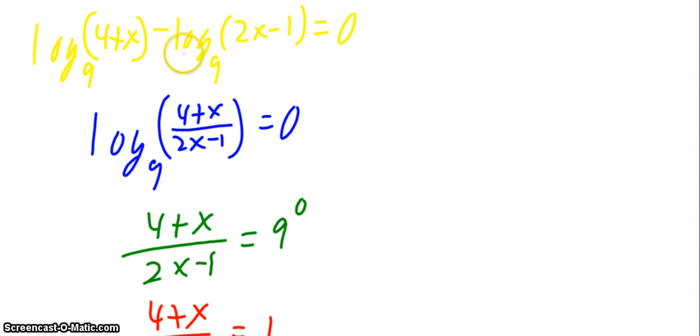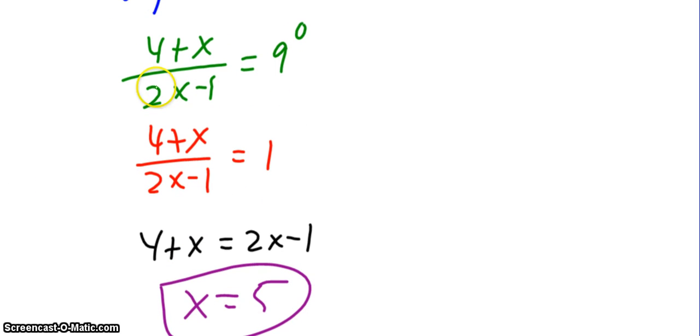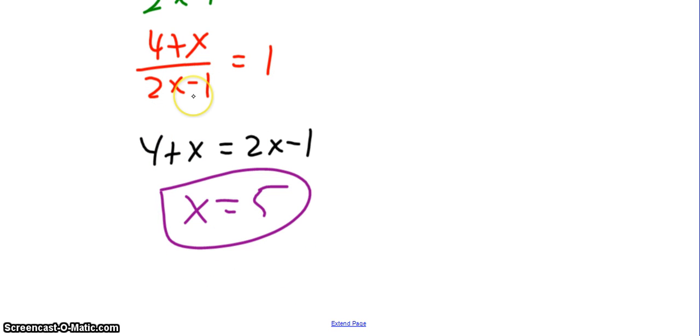So here I subtracted the log base 9 of 2x minus 1. Combine these two logs into a single log with division. Change it to an exponential. So that's the green. 9 to the 0 is 1. Multiply both sides by the least common denominator, and now I end up with the same equation that I had before. Solve and I get x equals 5.